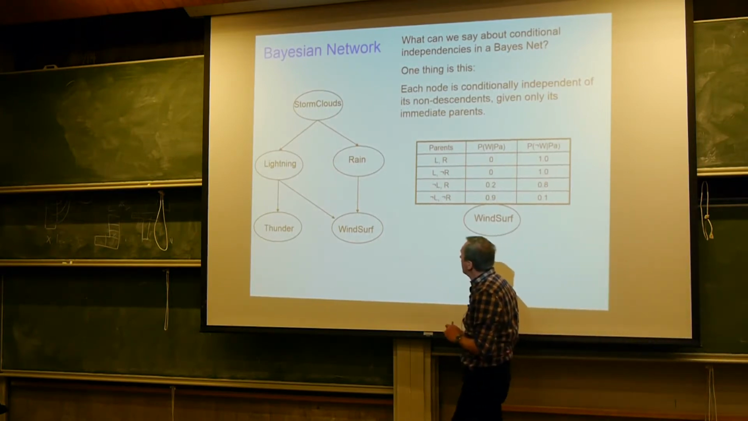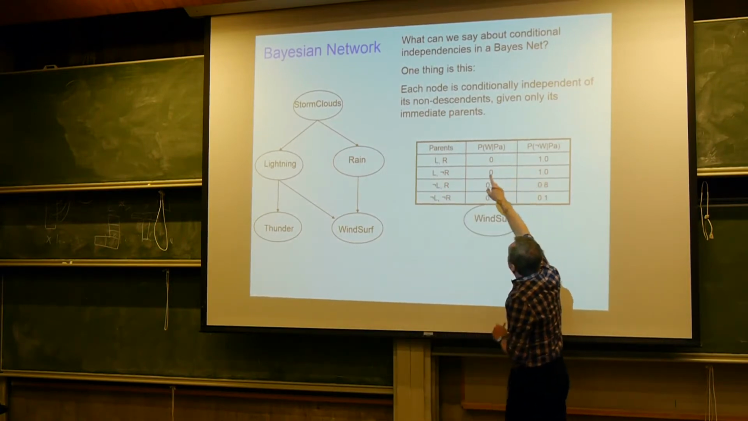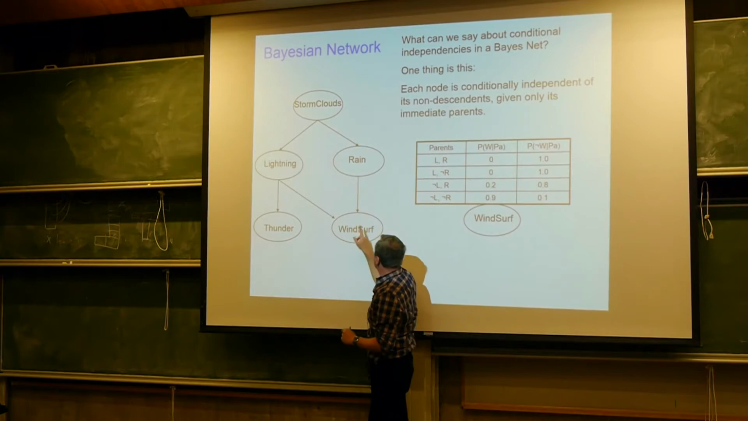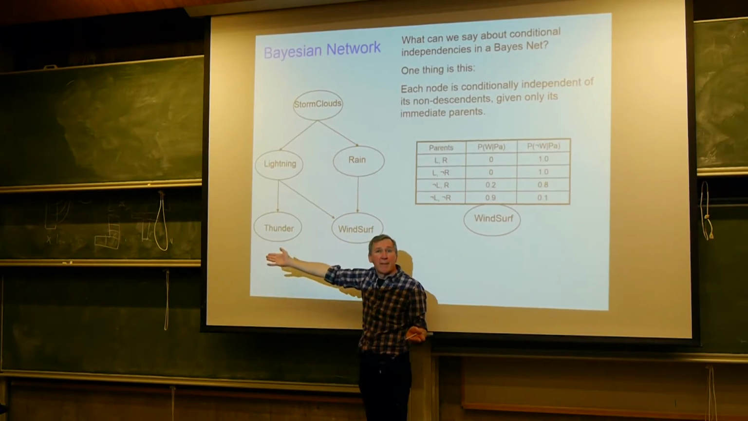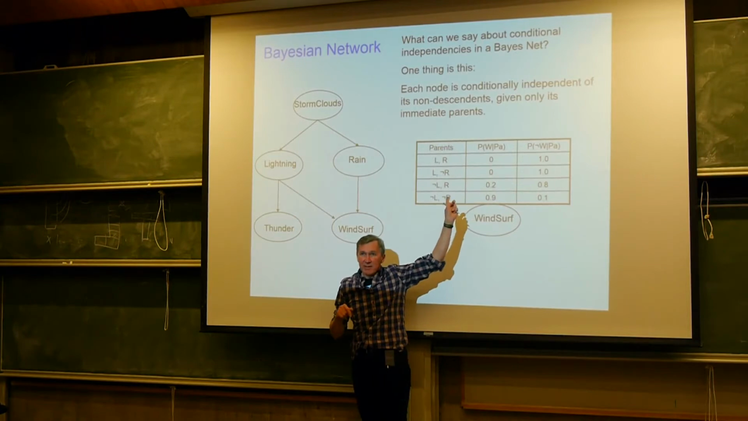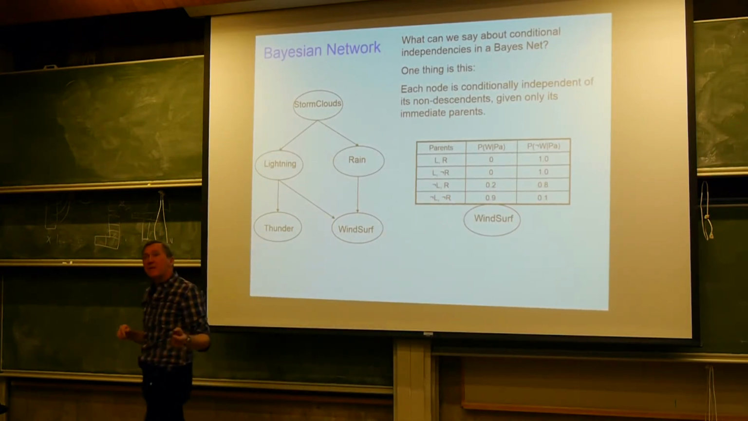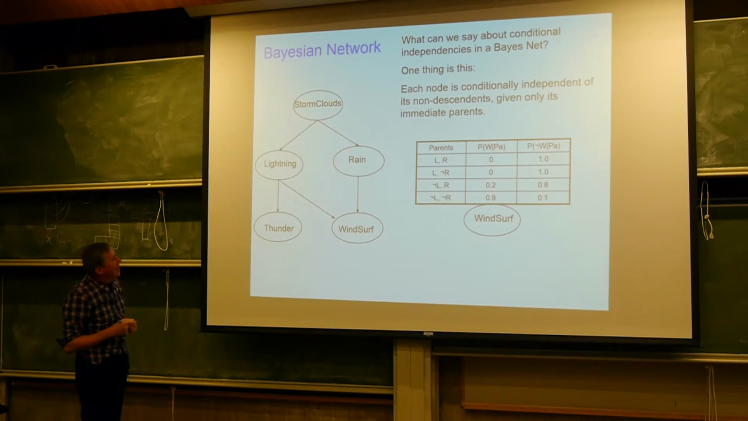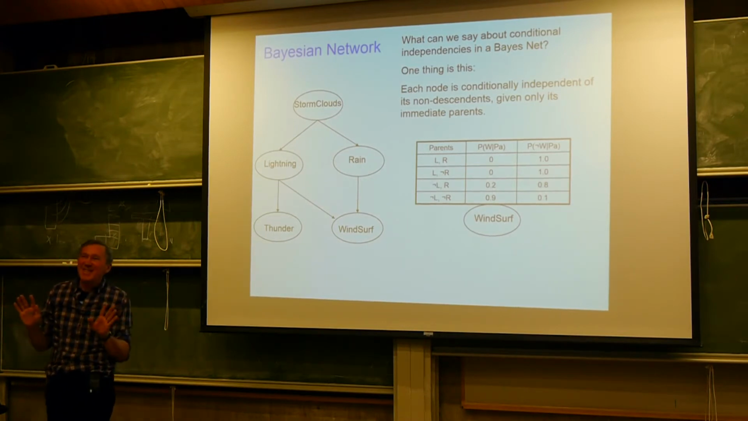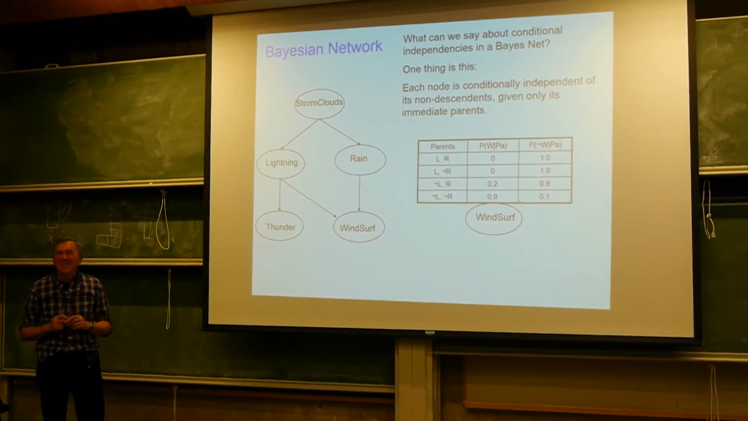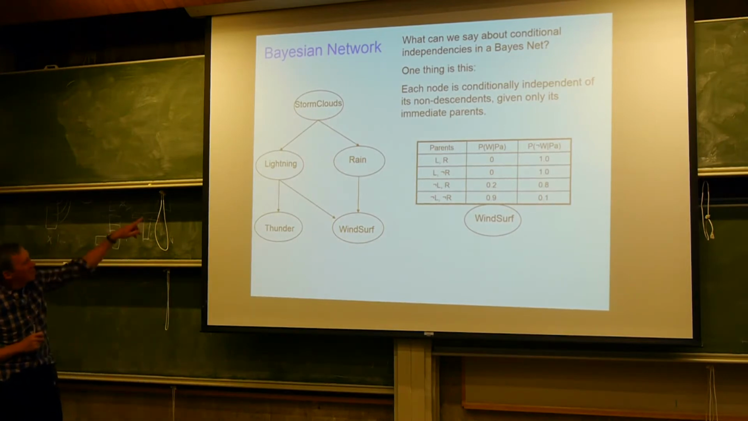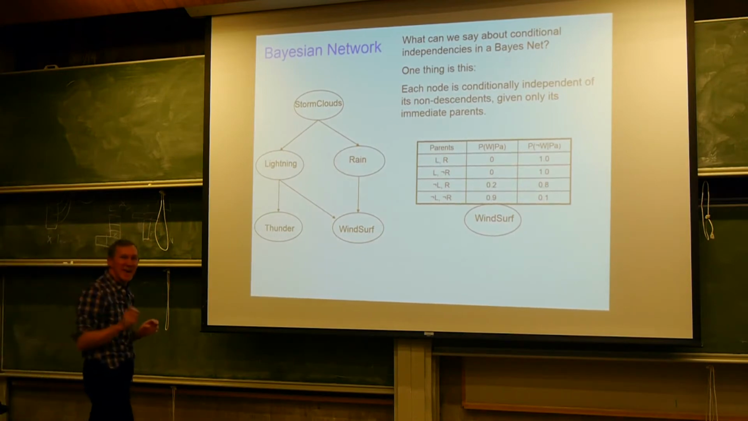So windsurf is conditionally independent of its non-descendants given its immediate parents, lightning and rain. So windsurf, given lightning and rain, is conditionally independent of thunder. That's what that rule is saying, right? You can read these conditional independencies directly off the graph according to that rule. This rule is not complete. It doesn't tell you every conditional independency, but it tells you some. So it's correct, it's just not complete. The rule gives you a sufficient condition for conditional independence. It's not a necessary condition.